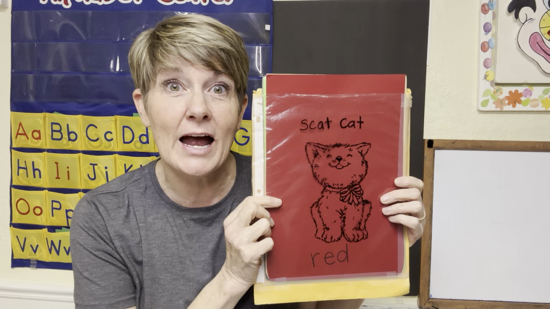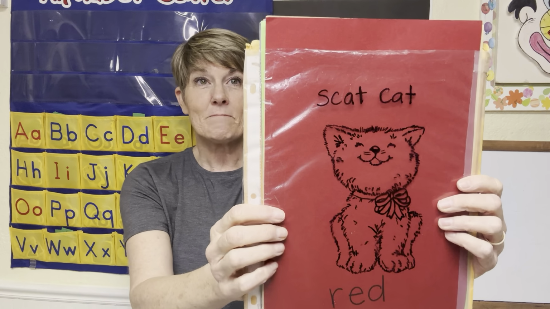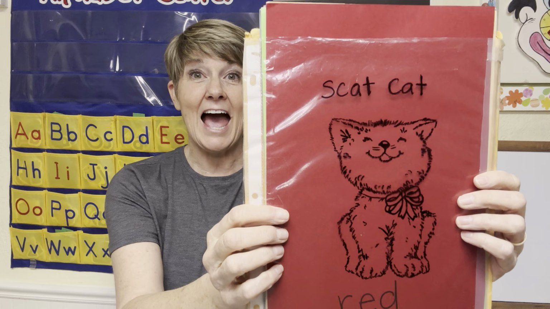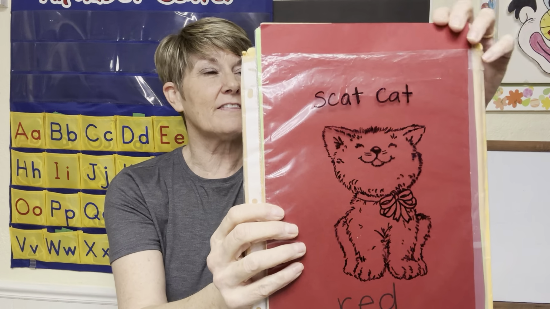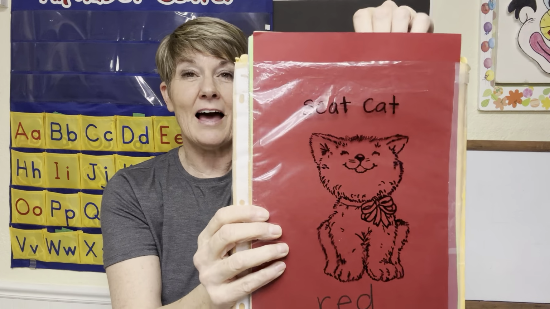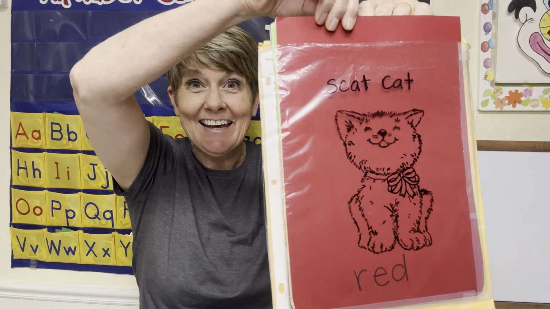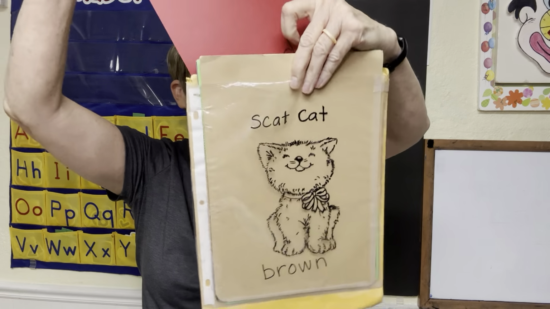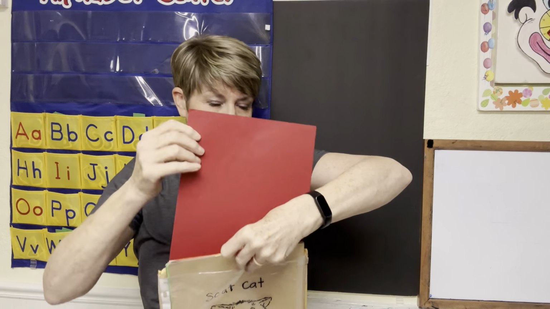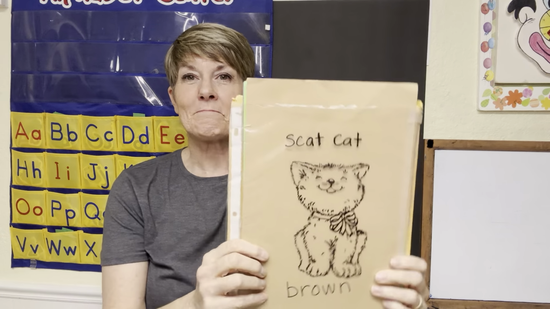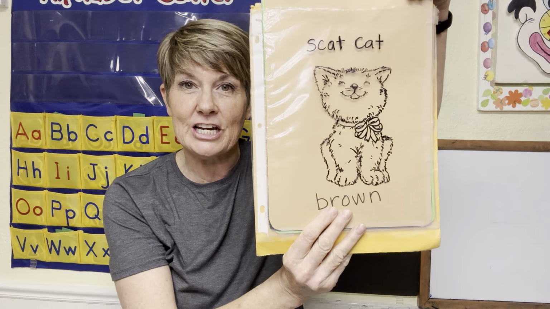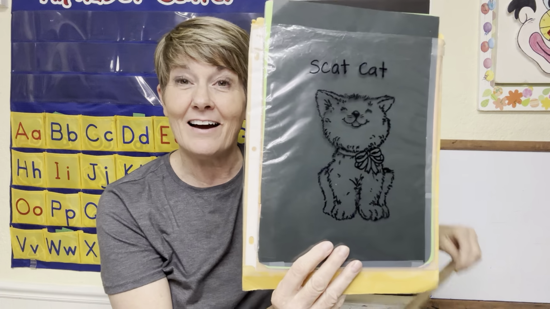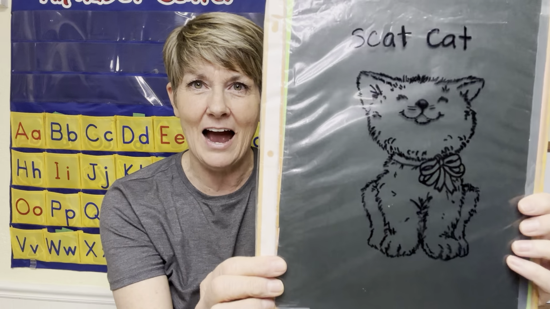Are you ready? Okay. I'm Scat the Cat. I like it like that. If you don't like my color, you can change it just like that. Oh, nice. Oh, what color is he now? He is brown. All right, you ready? I'm Scat the Cat. I like it like that. If you don't like my color, you can change it just like that. Oh, nice job. What color is he now?